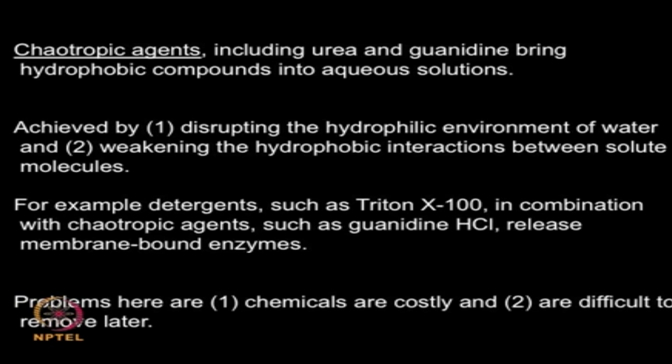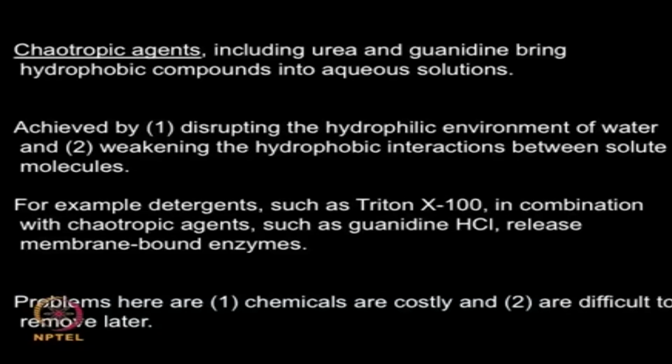But the main problem with this type of agent is that it is very expensive, and once you have done this cell breakage, you have these agents and chemicals present with your biomolecule. So how do you separate them out? If your metabolite of interest is also a small molecule, how do you separate? That becomes a big challenge afterwards. Although these methods are extremely mild and do not affect the stability of the compounds you are extracting, how you separate them later is always a big challenge. So there is a lot of research in that particular area.